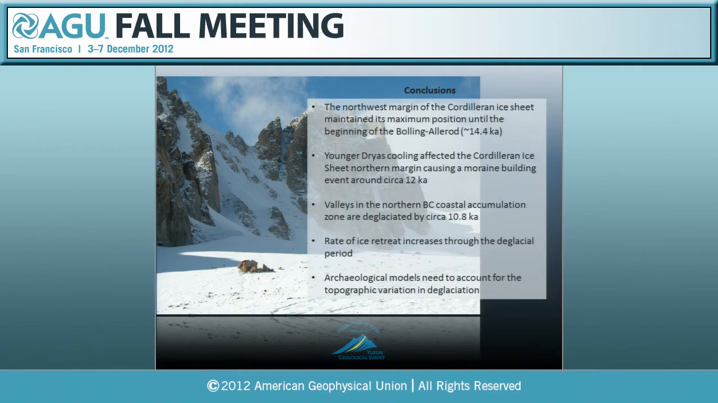Okay, final one. I'm wondering what production rate we're using. The Kronos production rates of Lal and Stone. Yeah. Okay, thank you very much.